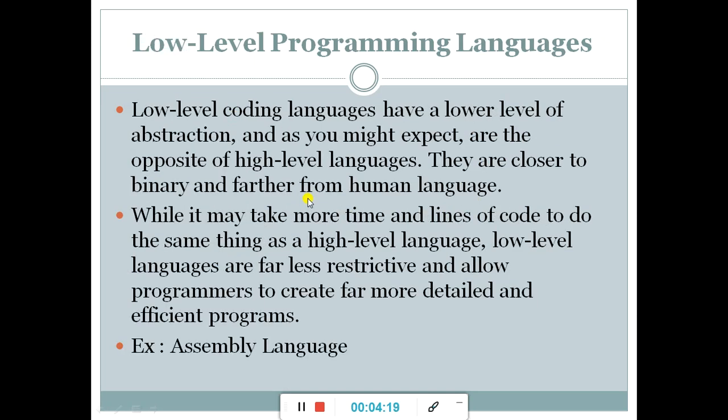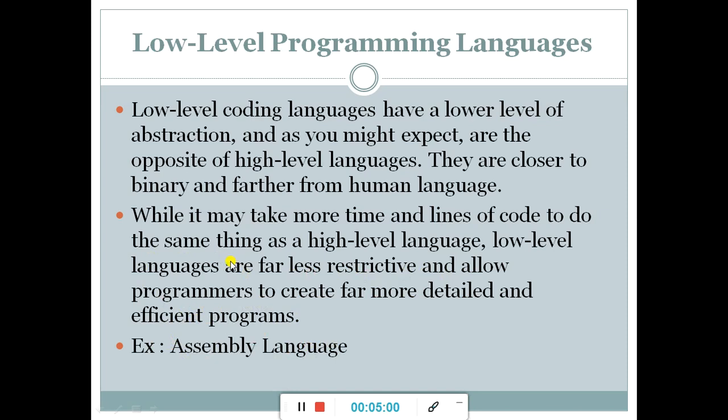So what is a low level programming language? That is the opposite of a high level programming language. Low level coding languages have a lower level of abstraction, and as you might expect are the opposite of higher level languages. They are closer to binary and farther from human language. So low level programming languages are closer to the binary form, like zeros and ones. While it may take more time and lines of code to do the same thing as a high level language, low level languages are far less restrictive and allow programmers to create far more detailed and efficient programs. An example of it is assembly language.